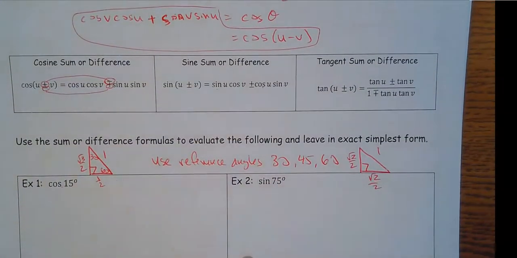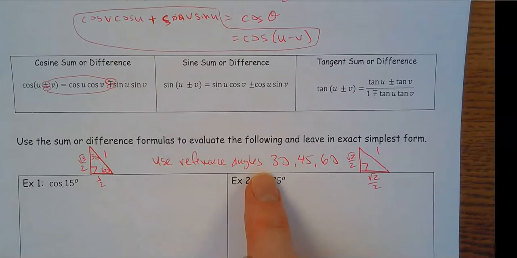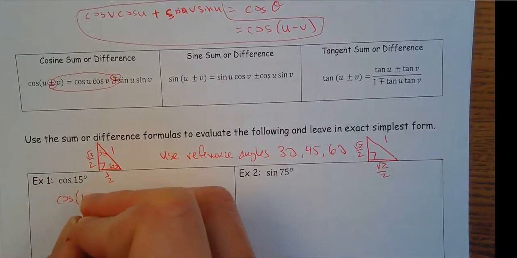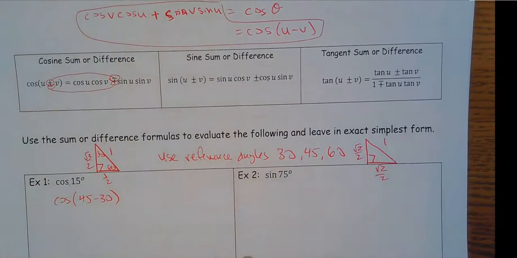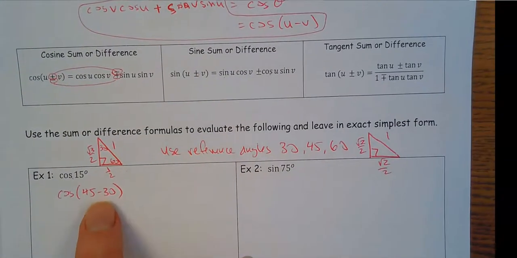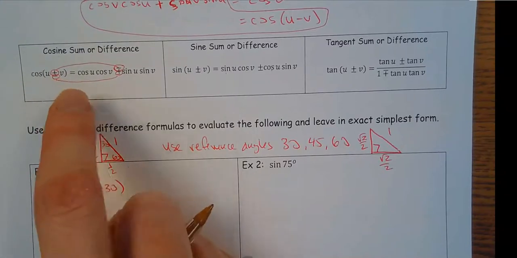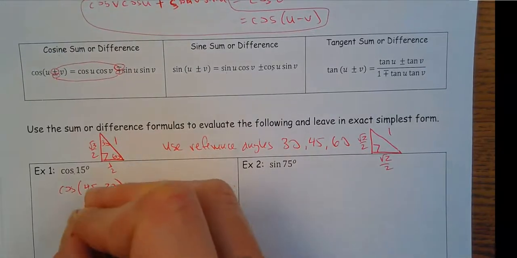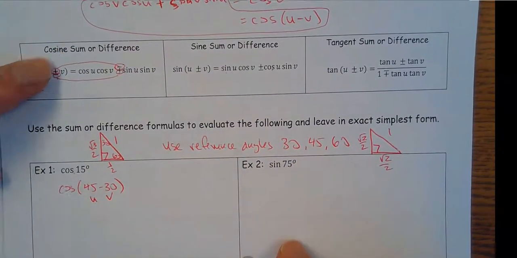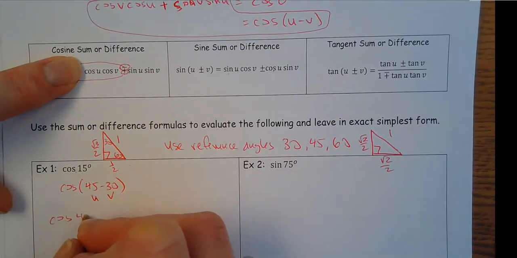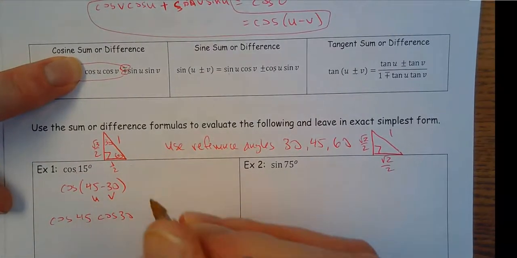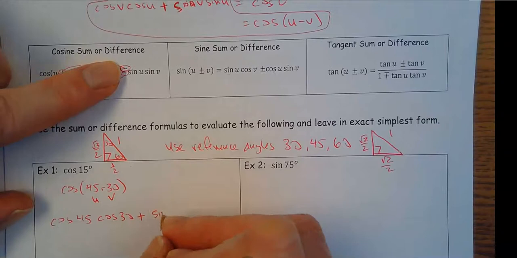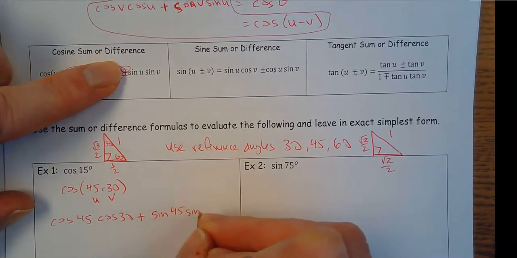So if I'm doing cosine 15, that's not one of my reference angles, but could I write a sum or a difference that equals 15? So I could write cosine of 45 minus 30, because now that's the same thing as 15. And I could use my cosine difference identity here. This is my u, this is my v. I'm going to plug into this guy up here. So I'm going to do cosine 45, cosine 30. If it's minus, I go plus. And then it'll be sine 45, sine 30.